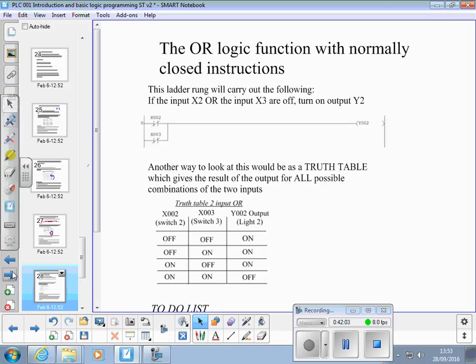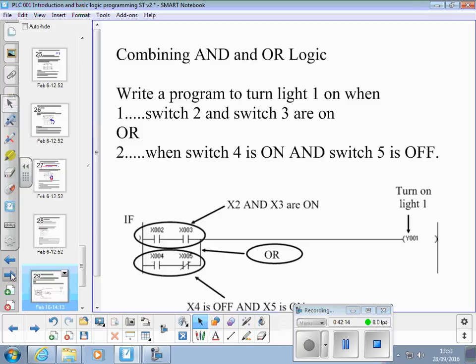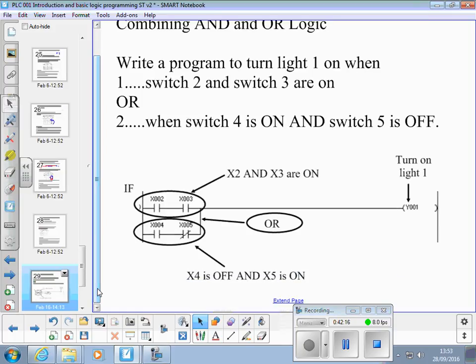And then there's have a go with the OR function and inverse or normally closed. Again, and at the end of that, there are some extra exercises for you to have a go at.